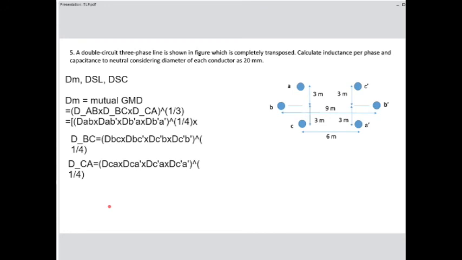Here for three distances between A and B, B and C, C and A. So that's the DM. Thank you. So if we are done with that, we can go for DSL.